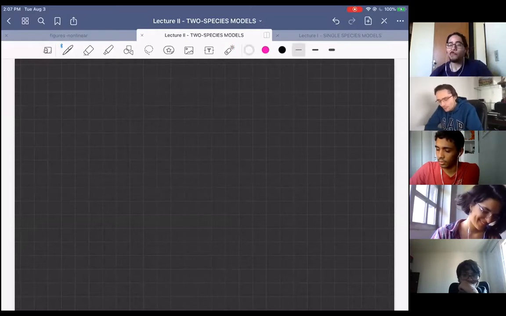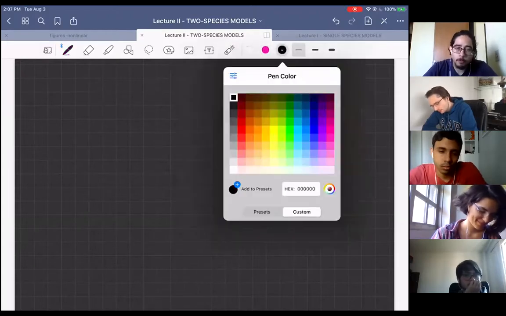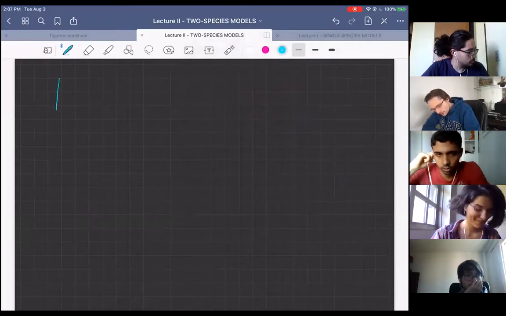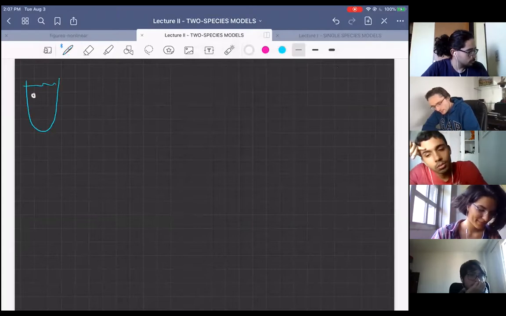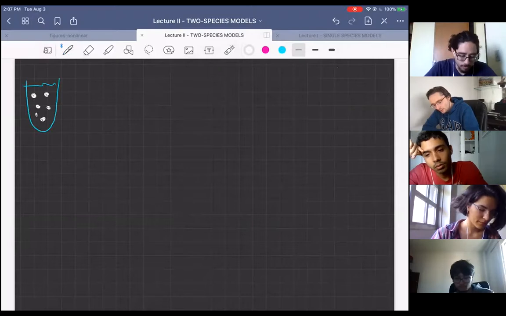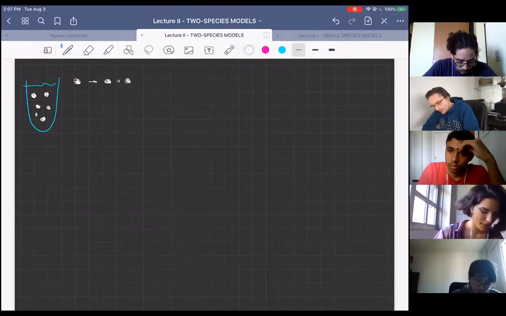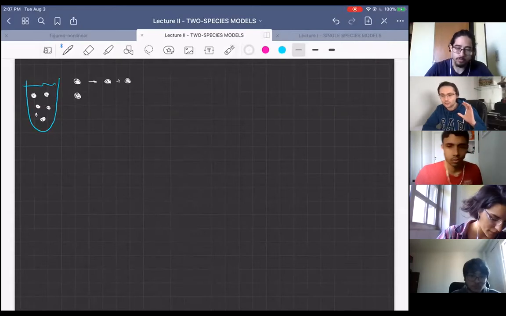So remember that yesterday we had our cells. Let's put here other color. I don't think black is going to be very useful. So we had our cells that were in a bottle, and we had all white cells. These white cells, initially we assumed that they were only reproducing, dying.